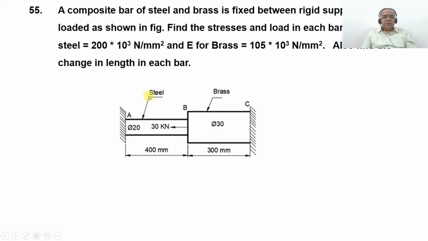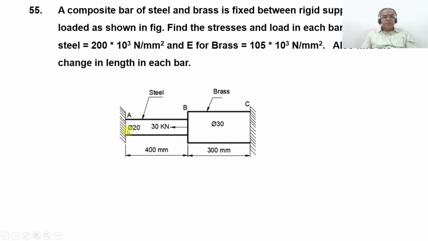So what is the stress in the steel rod and the stress in the brass bar. E for steel is 200 into 10 to the power of 3 Newton per mm square, and E for brass is 105 into 10 to the power of 3 Newton per mm square. Also find the change in the length of each bar.